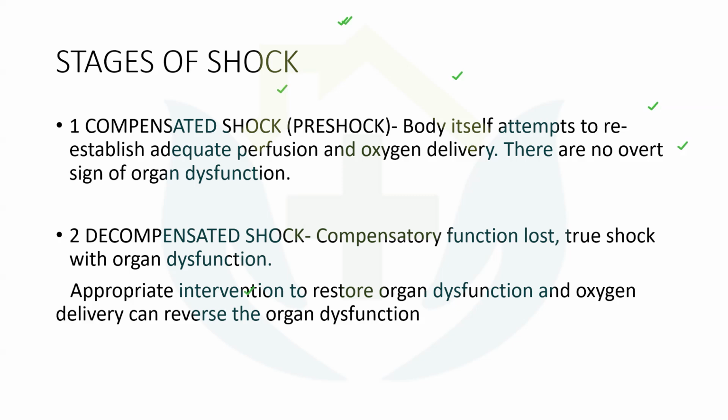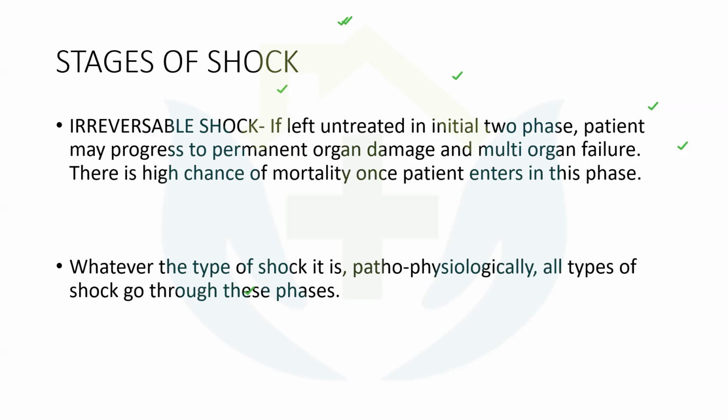Decompensated shock: compensatory function is lost to shock, with organ dysfunction. In decompensated shock, there is a chance of hypotension. Appropriate intervention to restore perfusion and oxygen delivery can reverse the organ dysfunction in these two phases. Now, the irreversible phase. If left untreated in the initial two phases, the patient may undergo permanent organ damage and multi-organ failure. It is the irreversible phase. There is high mortality and morbidity in this phase. Whatever the type of shock, physiologically all types of shock go through these three phases.